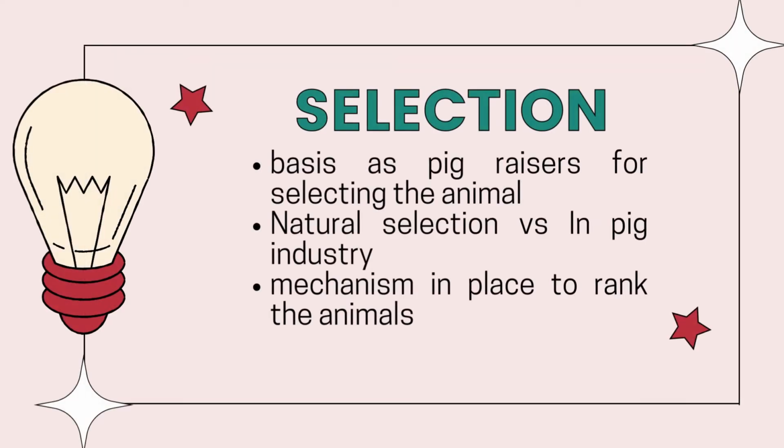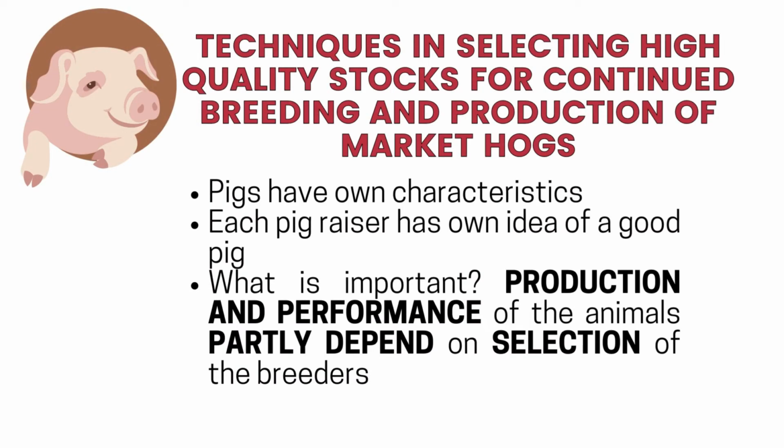Selection. When we say selection, this is the basis as pig raisers for selecting the animal. With natural selection, the animals would be choosing their own partners. However, with what is going on with the pig industry, the people in the pig farms are the ones who choose which animals would be the parents of the next generation. In selection, there is a mechanism in place to rank the animals based on criteria.